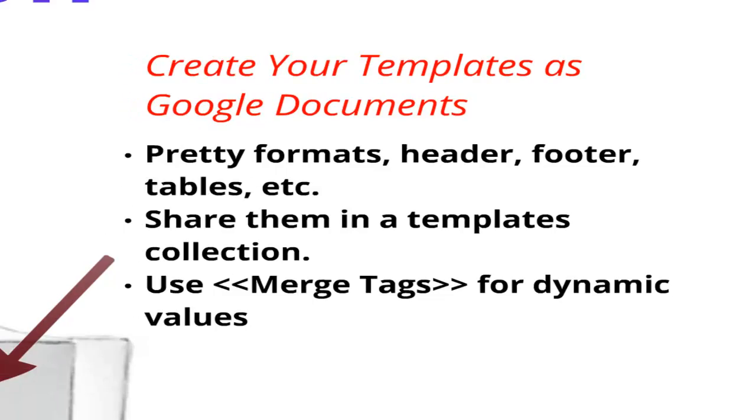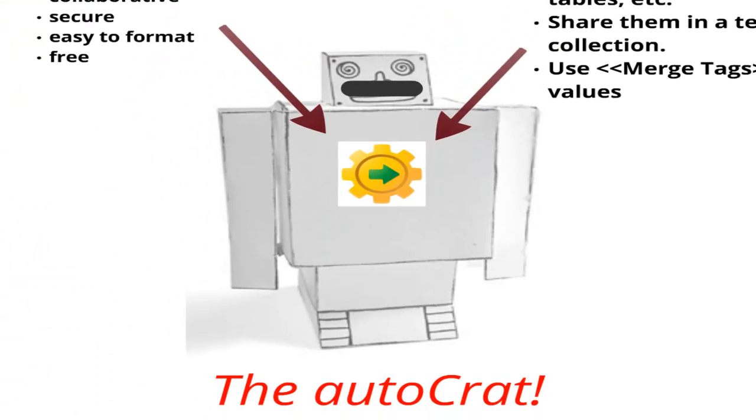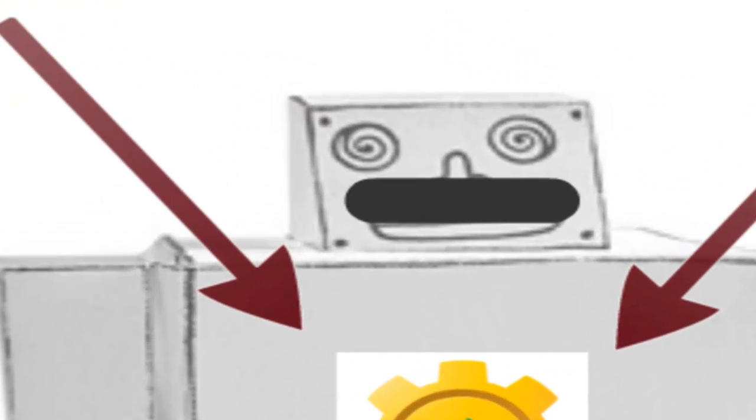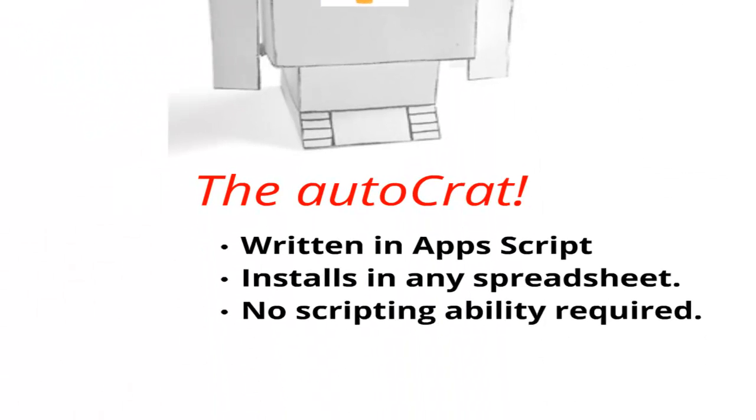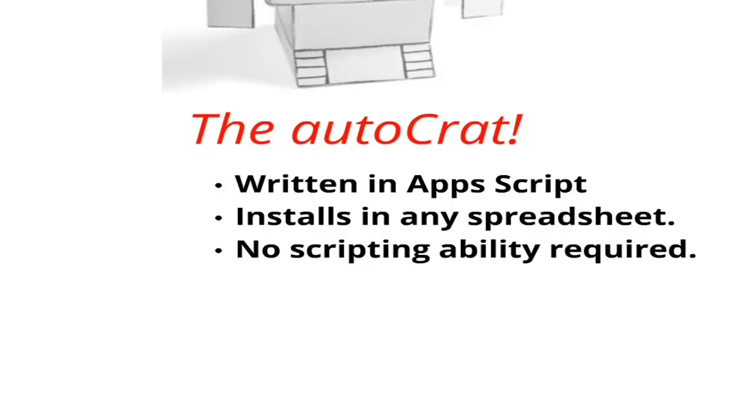So these two things come together in what I call the Autocrat script. You can see the little dictator mustache on our robot. And the byline on Autocrat is you're using the Autocrat so that you don't have to be the bureaucrat. And it's written in AppScript. It installs with a few clicks in a spreadsheet, and once it's installed, you don't actually need any scripting ability to run it.